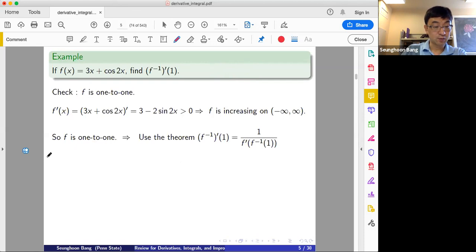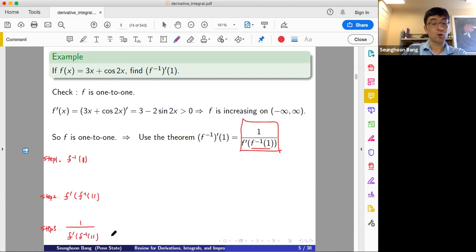Step 1: you need to find the inside, inverse f of 1. Step 2: you calculate the denominator, f prime of inverse f of 1. Step 3: you need to use the fraction, exactly 1 over f prime of inverse f of 1. It's like a whole idea.